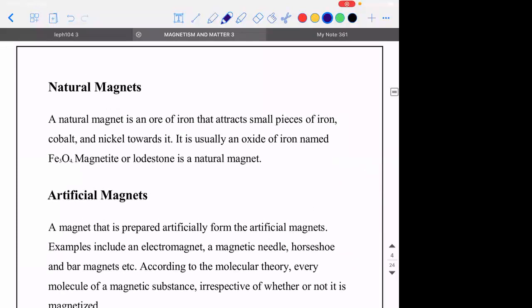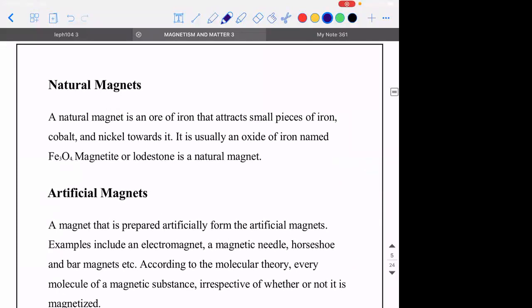Okay. Next is, if there are materials which can exhibit this kind of property, then there should be something called a natural magnet, and there are some materials which will exhibit the property of magnetism artificially, that is, by creating them using synthetic methods or whatever you call it. Okay. So what are natural magnets? Basically a natural magnet is an ore of iron that attracts small pieces of iron, cobalt and nickel towards it. It is usually an oxide of iron named Fe3O4, so magnetite or lodestone is a natural magnet.